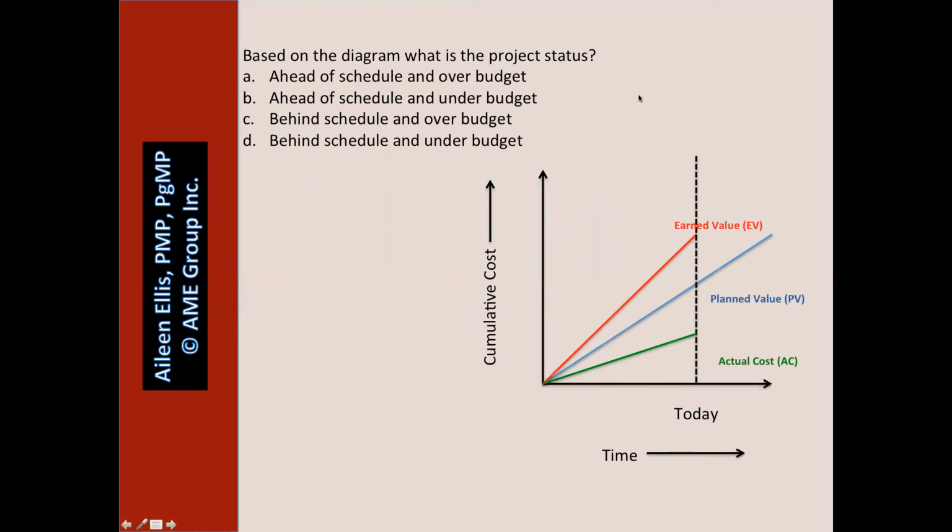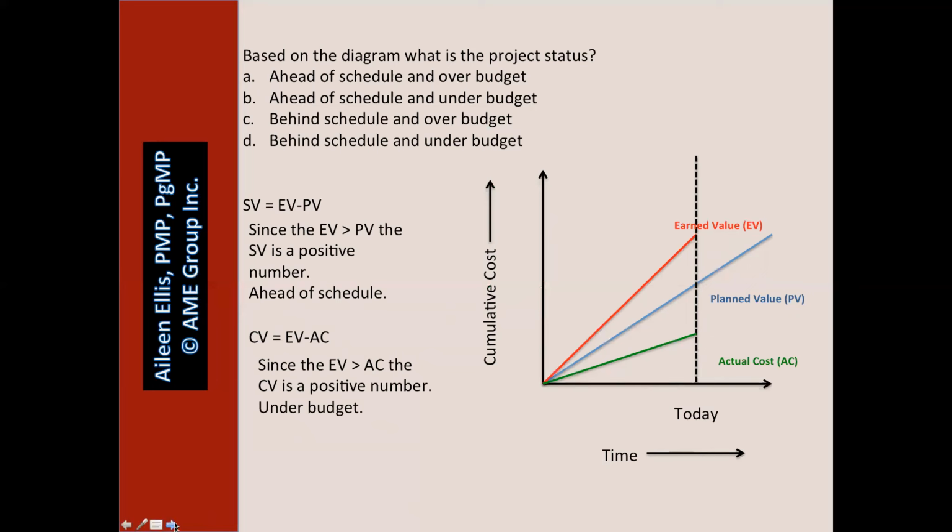Based on the diagram, what is the project status? I asked, is the question about schedule or cost or both? It's about both. Let's start with schedule. Schedule variance is EV minus PV. EV minus PV, the value of the work complete is greater than the value of the work scheduled. We are ahead of schedule. Cost variance, EV minus AC, the value of the work complete is greater than the cost. That's good, we're under budget.